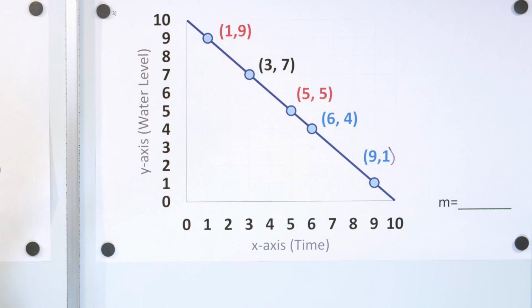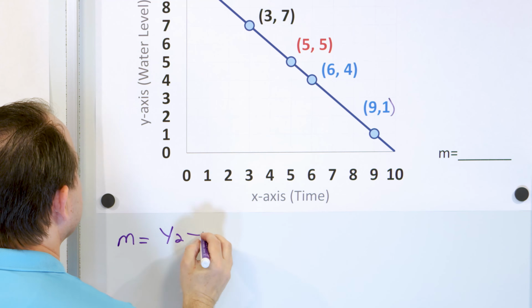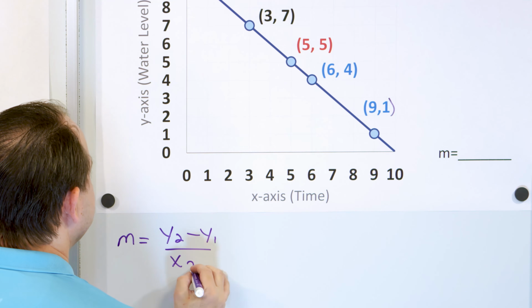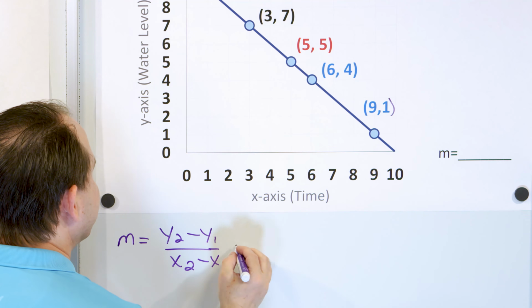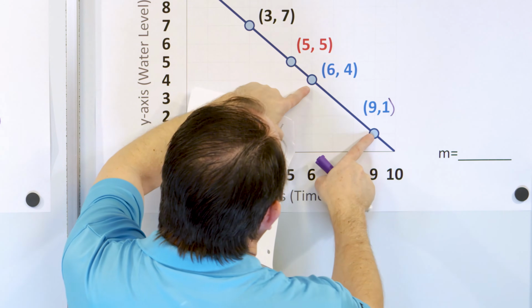All right, so let's calculate the slope of this line. So it's rise over run, y2 minus y1 over x2 minus x1. You don't have to worry about if it's negative or positive. Just pick 2 points on the line. Let's just pick easy points, these 2.